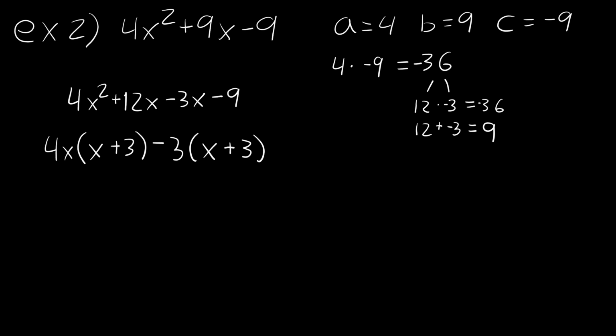So now we can factor out an x plus 3. So we're left with x plus 3, then 4x minus 3. And that is your answer.